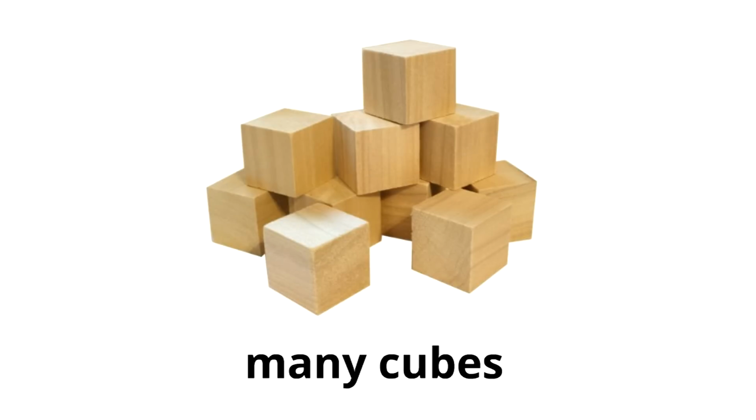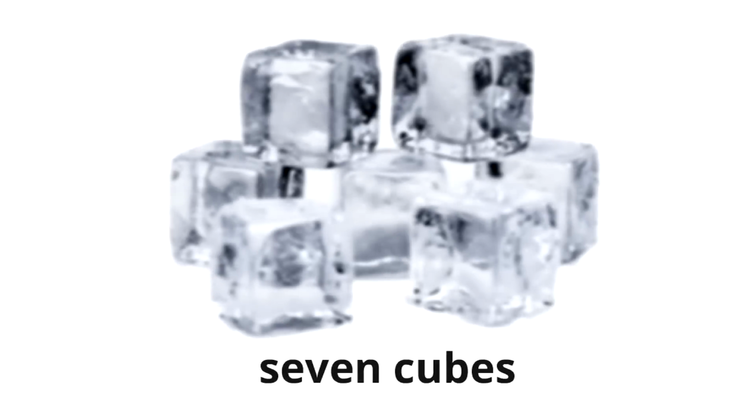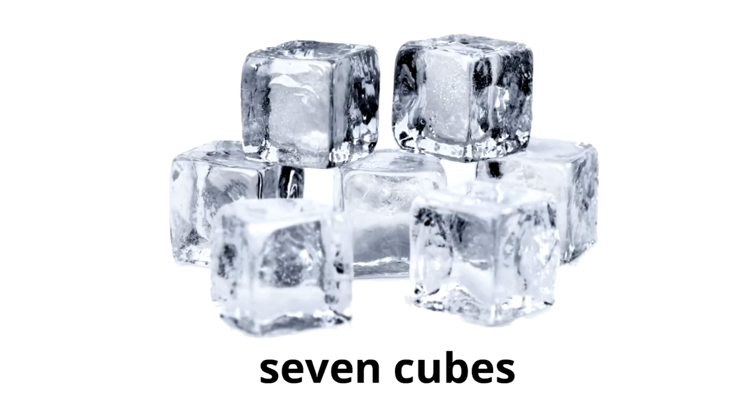Here we have many cubes. These are cubes that are made out of wood. Each of them have 6 sides or faces that are all squares. Here are 7 cubes of ice. Have you ever had a warm drink and you need to put ice in it? It's awesome because it has this great shape, the shape of a cube. 6 sides or faces, all squares.